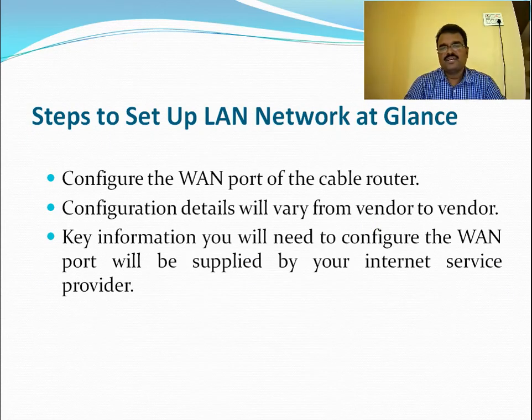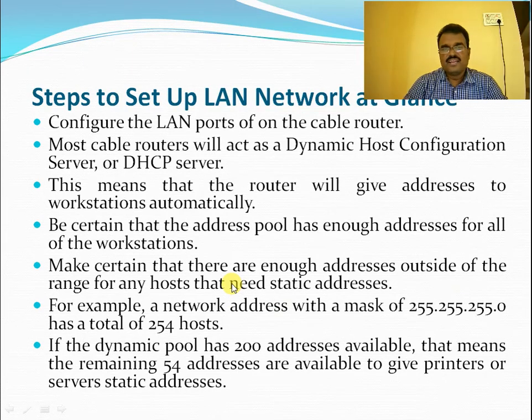Now configure the WAN port of the cable router. Configuration details will vary from vendor to vendor; generally, when we purchase any router, the vendor will provide an instruction manual, so based on the instruction manual we can connect the router. Key information we need to configure the WAN port will be supplied by our internet service provider. Now configure the LAN ports of the cable router. Most cable routers will act as a Dynamic Host Configuration Protocol server, or DHCP server. This means that the router will give addresses to workstations automatically, and be certain that the address pool has enough addresses for all the workstations.